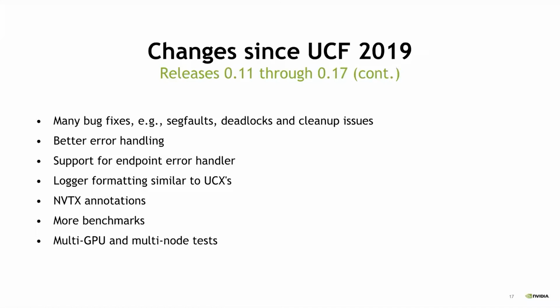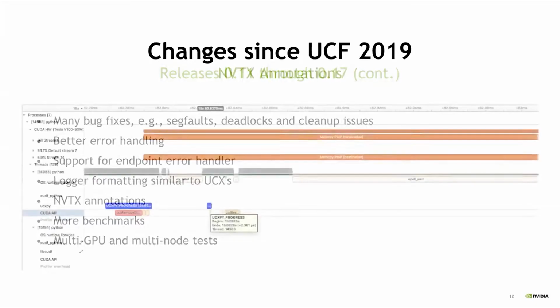So that simplifies things when you want to have both UCX and UCX-Py logging, and parsing this logging visually is much easier now. We added NVTX annotations, more benchmarks, and multi-GPU and multi-node tests. And these have improved our lives incredibly, because by the end of 2019, we didn't have so many of those benchmarks or tests that it was very difficult to catch bugs, but now it's much easier today.